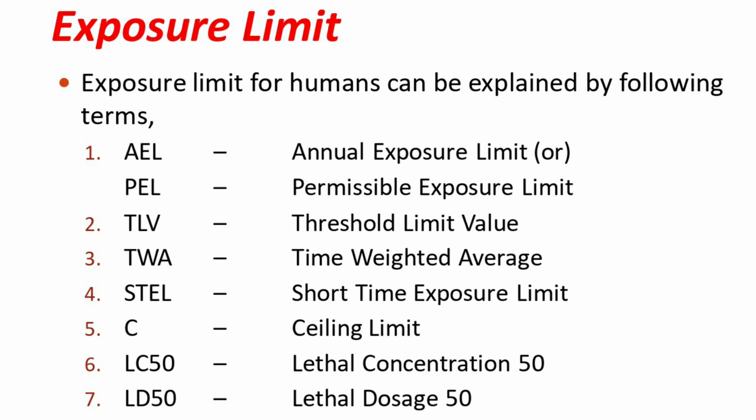Exposure limit. Exposure limit for humans can be explained by following terms. 1. AEL, annual exposure limit, or PEL, permissible exposure limit. 2. TLV, threshold limit value. 3. TWA, time weighted average. 4. STEL, short time exposure limit.